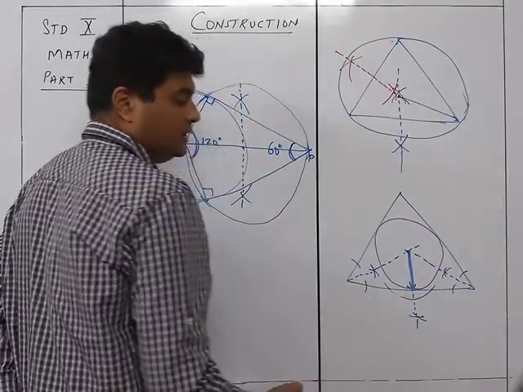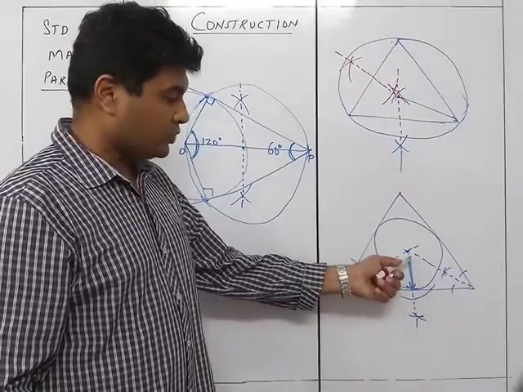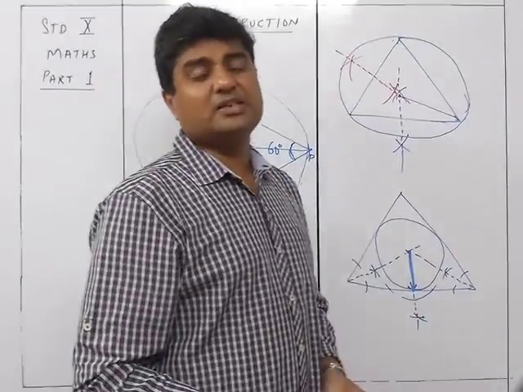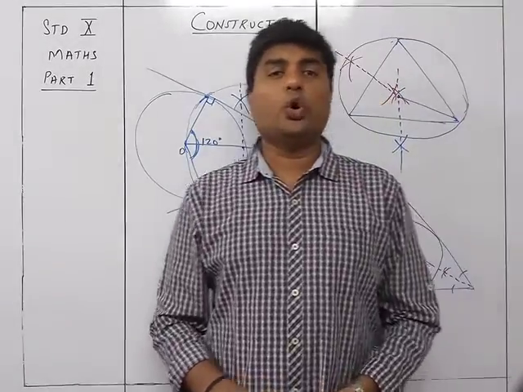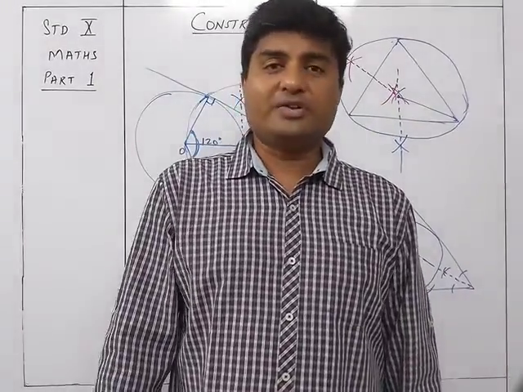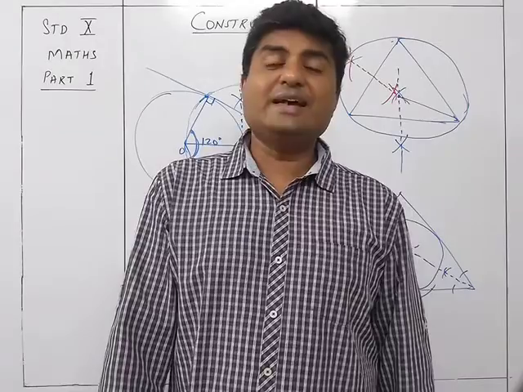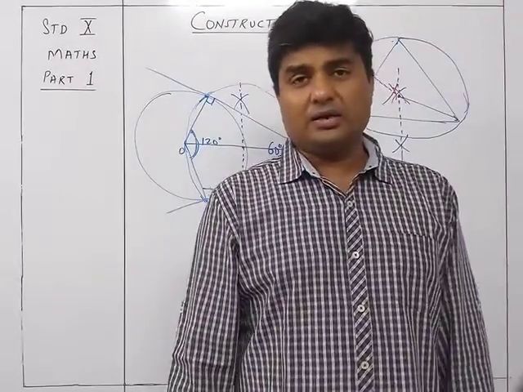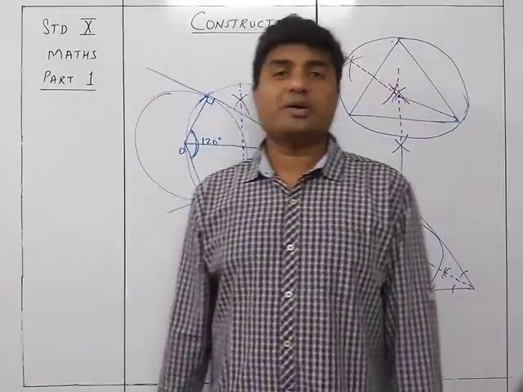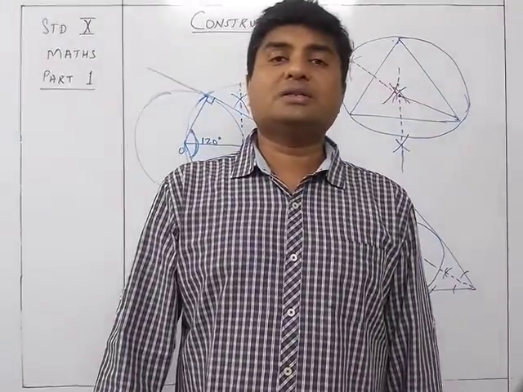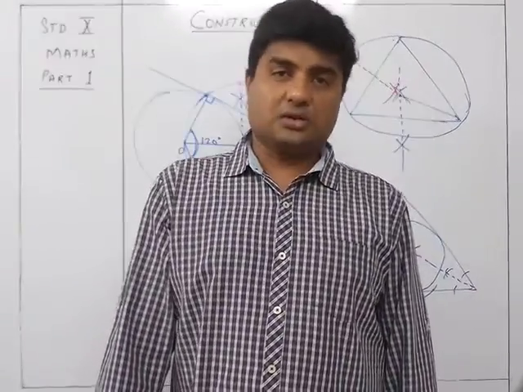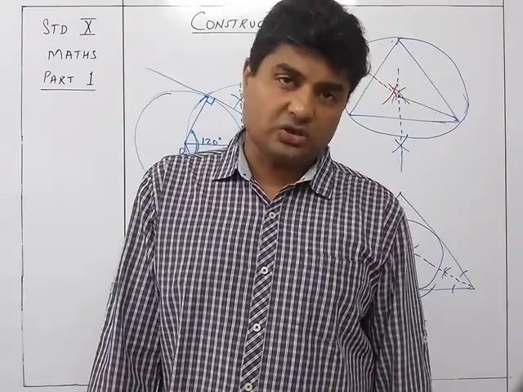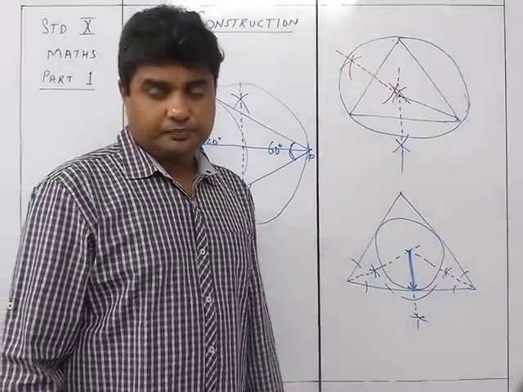So the circle will be drawn with radius equal to from here to here, and the circle is drawn such that the circle is tangential to all the three sides of the triangle. So this is called an incircle. Incircle is a circle drawn to a triangle having all the three sides touching the circle. Okay, so we can say all the three sides are tangential to the circle. So that is the incircle.